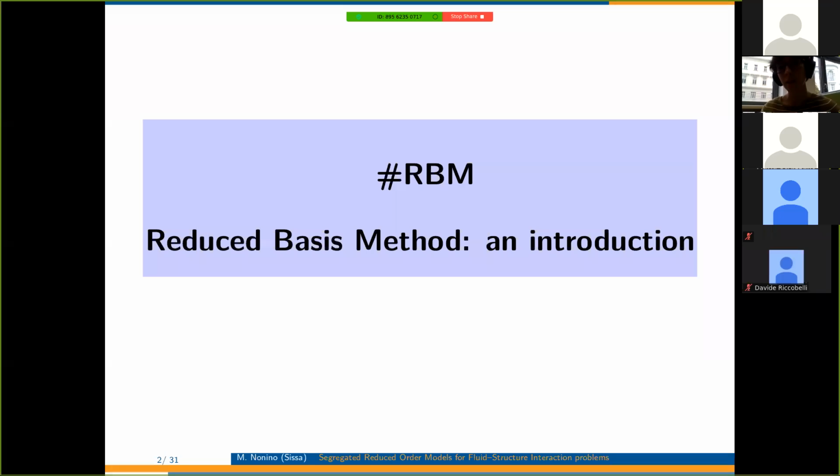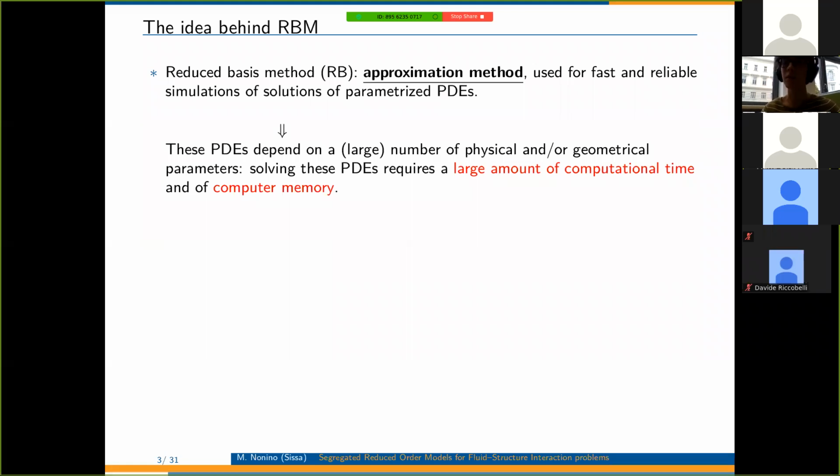So, onto the reduced basis method. The reduced basis method is an approximation method which is particularly useful for fast and reliable simulations of solutions of parameterized PDEs. Usually these PDEs arise from industrial applications, biomedical applications, and so on and so forth. These problems depend on a large number of physical and/or geometrical parameters.